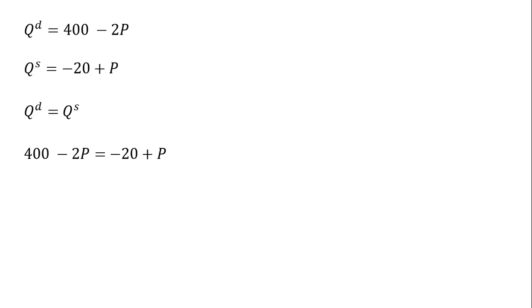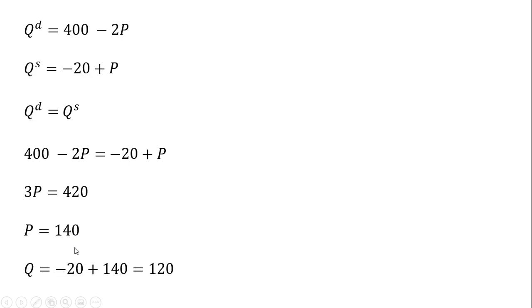to buy changes. So setting quantity demanded equal to quantity supplied and solving for the equilibrium price, adding 20 to both sides and 2p to both sides, we see that the equilibrium price is $140, 420 divided by 3. And to get the equilibrium quantity, plug this 140 back into either the demand or supply equation. And if you do that, you'll see that the equilibrium quantity is 120.